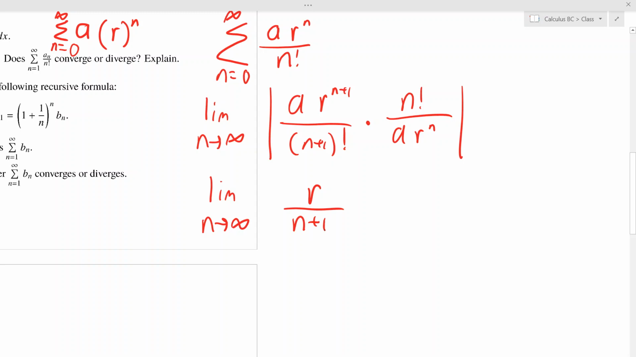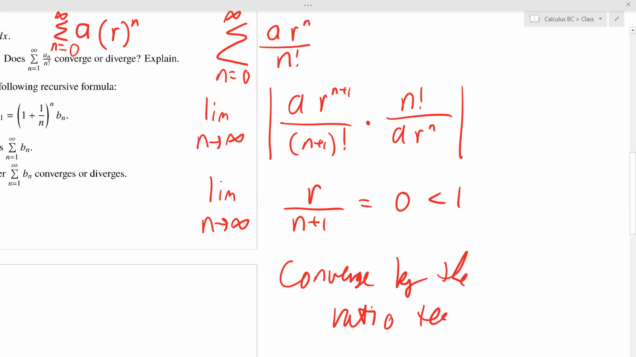But the factorial is going to leave an n plus 1 on the bottom there, and this limit is 0, which is less than 1. So it's going to converge by the ratio test.